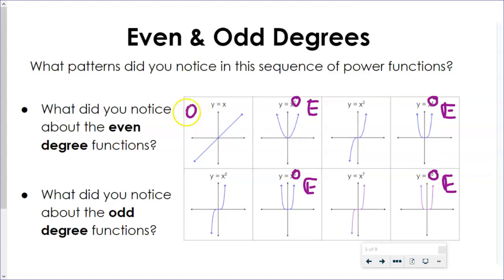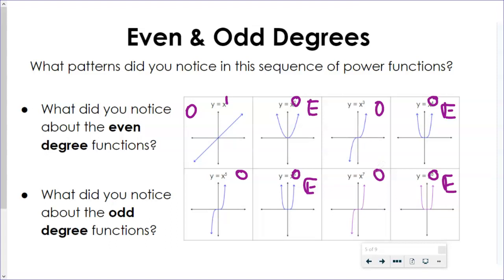Okay. And this is odd. This is odd because that's 1. Okay. This is 3. This is 5. And this is 7. Okay. So these are all odd degrees. Now, what do you guys notice? Just take a minute. Pause the video if you need to.